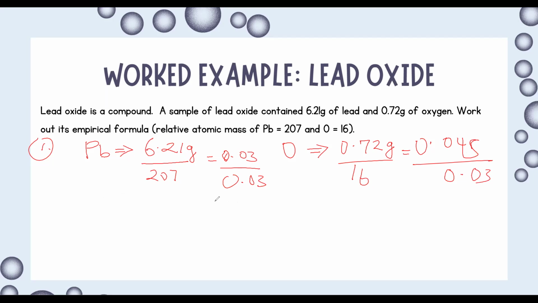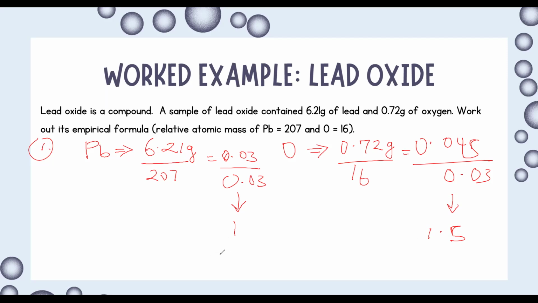So let's get our values. This over here becomes 1, and this over here becomes 0.045 divided by 0.03. That gives us 1.5. So now, what is the next step or the last one? Multiply to get whole numbers if necessary.